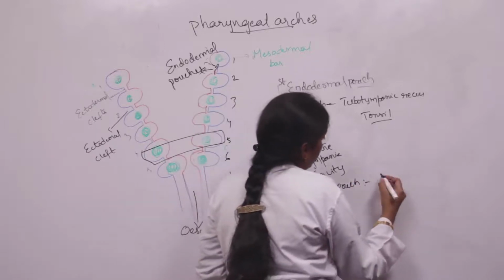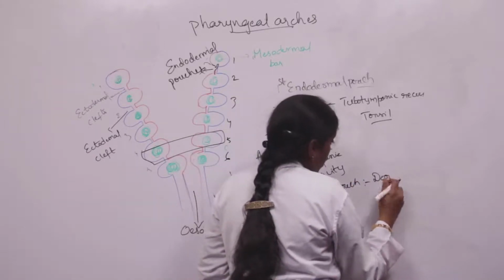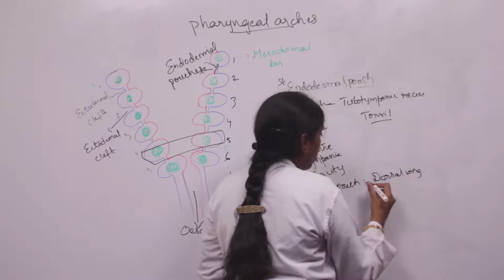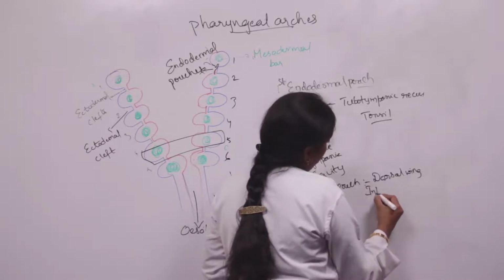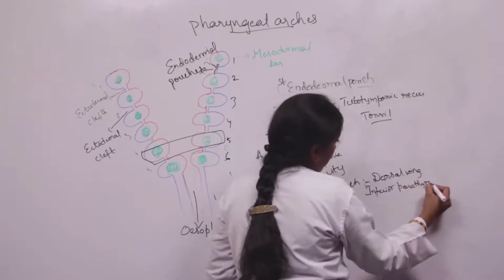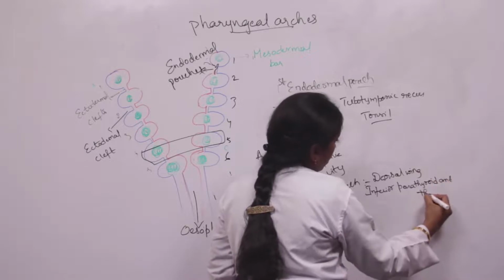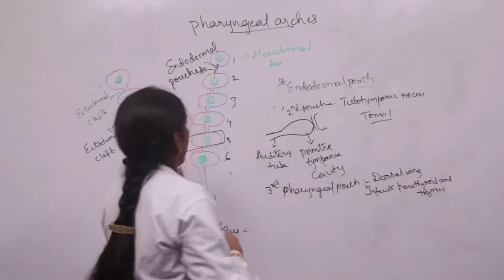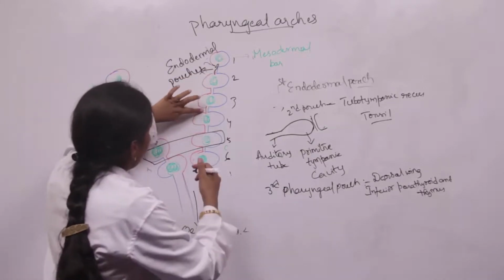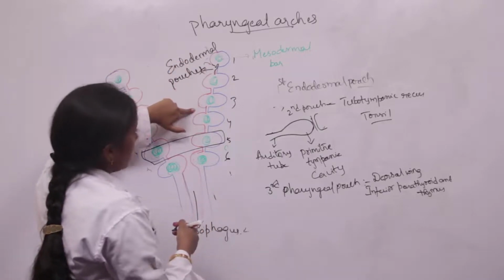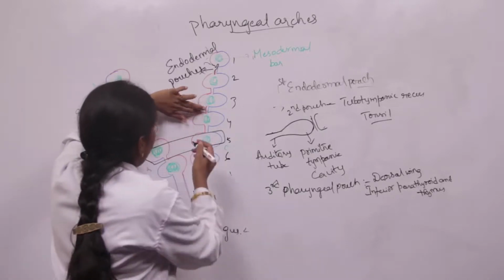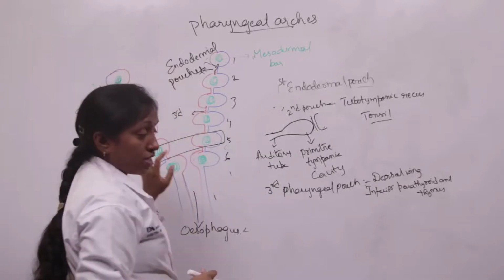And coming to the third pharyngeal pouch, from the dorsal wing it gives rise to inferior parathyroids and thymus. Inferior parathyroids and thymus. They develop from the third pharyngeal pouch. The third pharyngeal pouch gives rise to inferior parathyroids as well as the thymus.